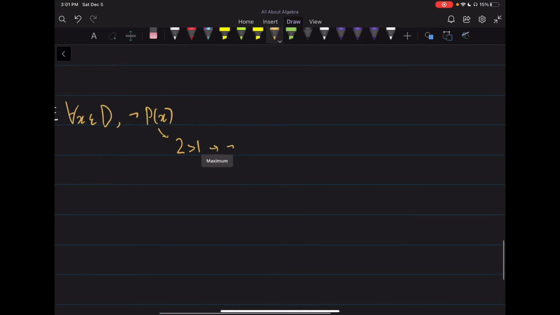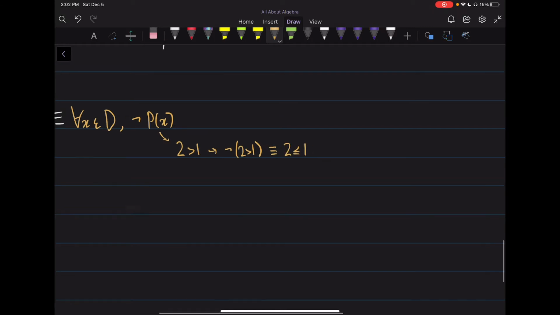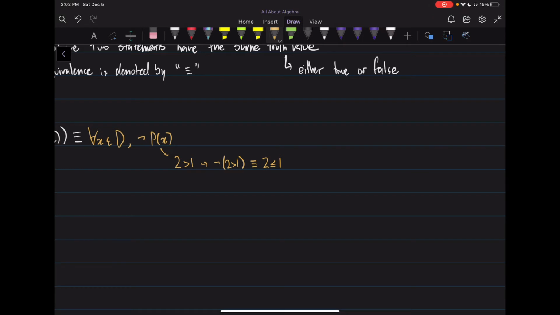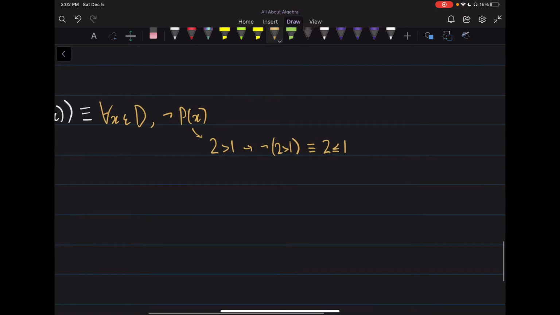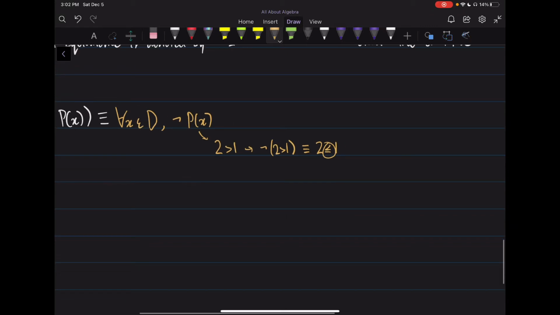negation of 2 is greater than 1 would be logically equivalent to saying 2 is less than or equal to 1, right? So negating your open statement would look something like this, where you change either the equivalence or the sign or something, where it makes that statement the opposite of your current statement, which would be your negation.